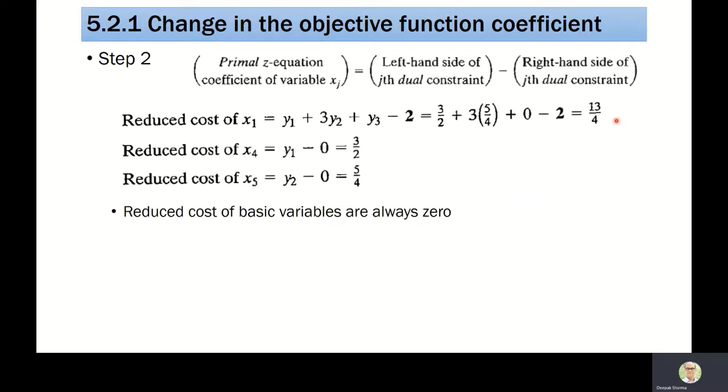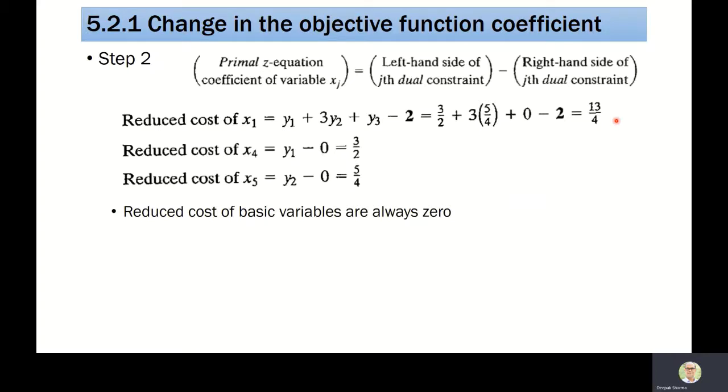Now we remember that the Z coefficients in our objective function in the simplex method represent the reduced cost. Now if the reduced cost is negative, then that particular non-basic variable is going to enter into the table.